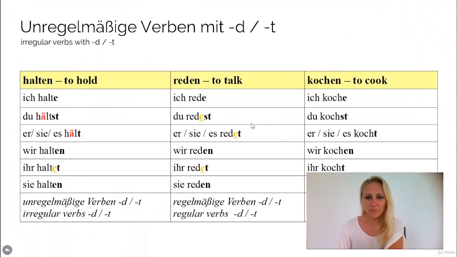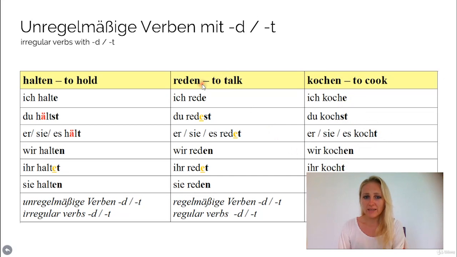Then, now let's have a look at what we are doing with verbs that end with a D or a T at the verb stem. So, for example, we have the verb, let's have a look here first. This is a normal conjugation of a regular verb, kochen, right? And here you have the endings, just a regular verb.